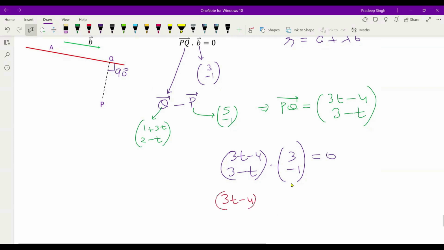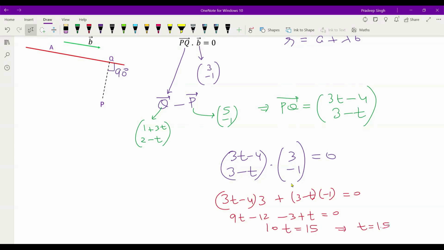So (3t minus 4) multiplied by 3 plus (3 minus t) into minus 1. On simplification, we should get 9t minus 12 minus 3 plus t equals 0, which will become 10t equals 15. This implies t will be equal to 1.5.